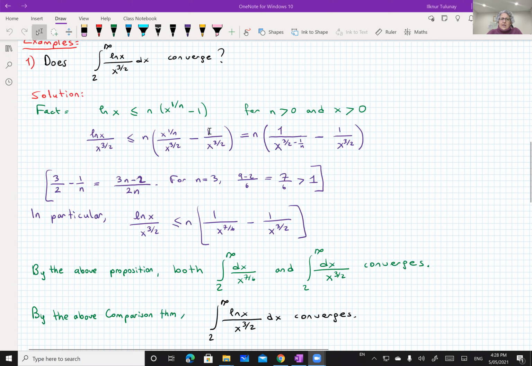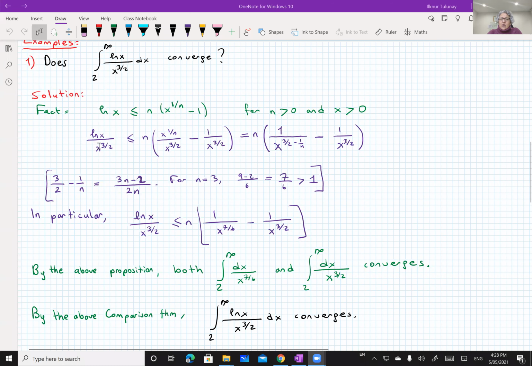Let's use this fact. By using it, consider ln x divided by x to the 3/2. Basically, I am multiplying this with 1 over x to the 3/2. Since the boundaries are from 2 to infinity, x is bigger than 0 already here. So we are considering the x's between 2 and infinity.